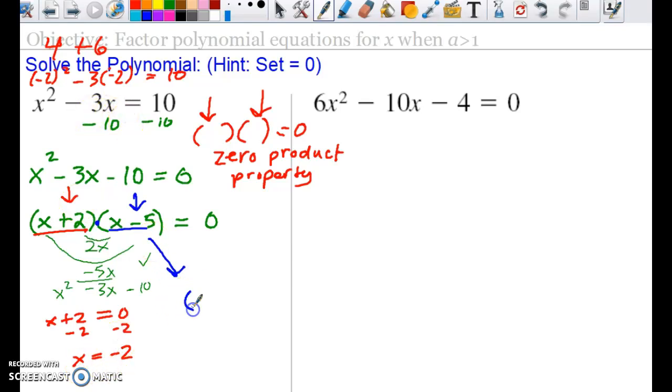Now down here, it's either going to be one or the other. It can't be both negative 2 and something else. So I have an or in between. Or x minus 5 has to equal 0. Solving this is also pretty easy by adding 5 to both sides.